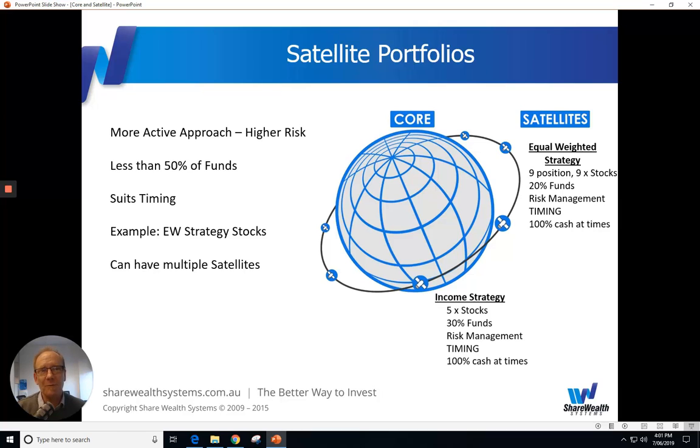You can also have multiple satellites. So as an example, you may have a second or a third satellite using totally different strategies. The example here is a satellite that's using an income strategy with 5 stocks. In this particular case, the allocation of capital is 30%. So as you can see, the satellite's taking on a higher risk-based strategy and more active in nature compared to that of a core portfolio.